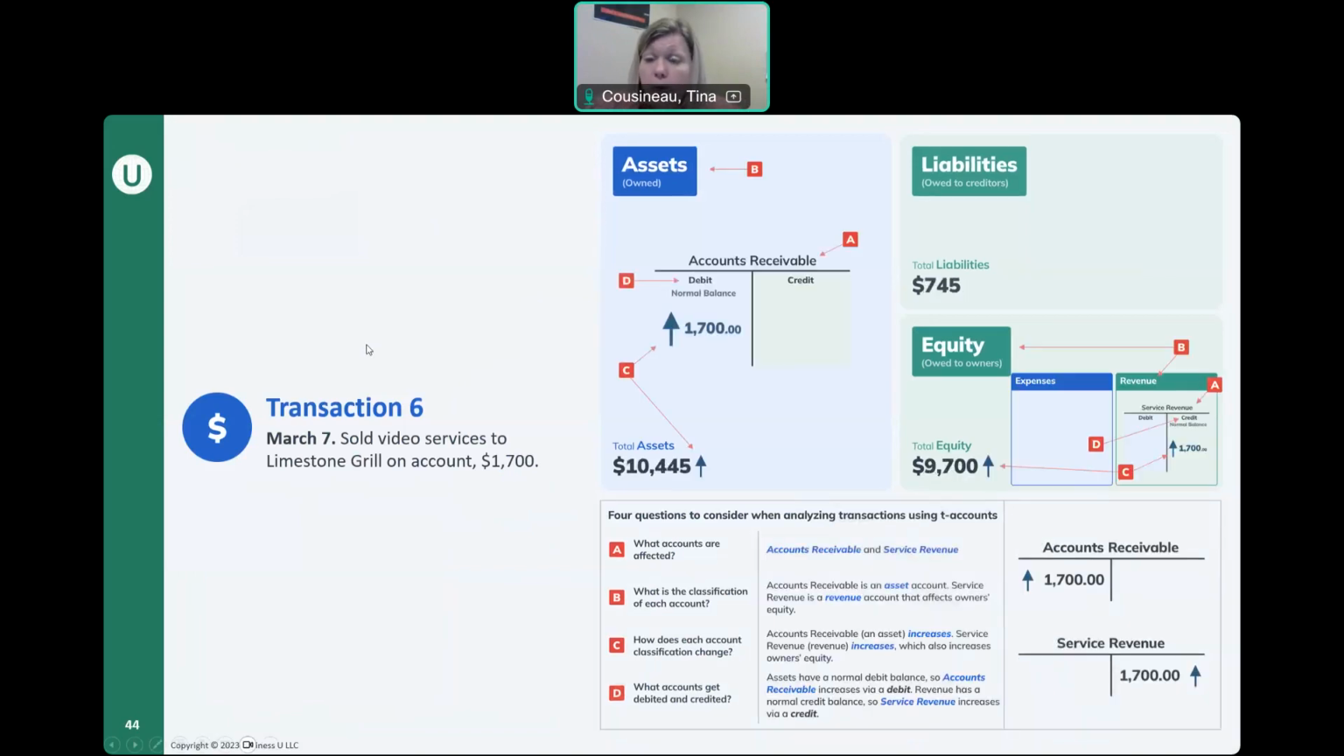So let's take a look at the whole transaction. Our accounts receivable and our service revenue are the two accounts impacted. Accounts receivable is an asset account and service revenue is a revenue account that affects owner's equity. Our accounts receivable increases with a debit balance and our service revenue increases with a credit balance. You can see here that our assets and our liabilities plus our owner's equity are all in balance. We have a debit and we have a credit. They equal the same amount and we are in balance.